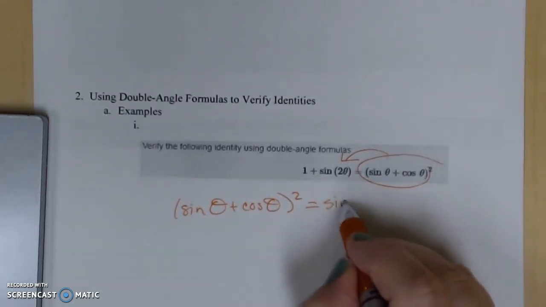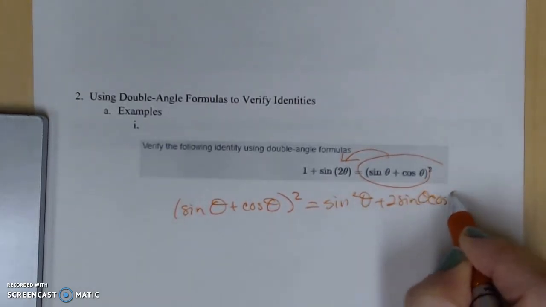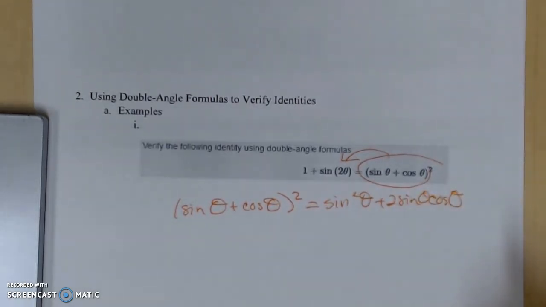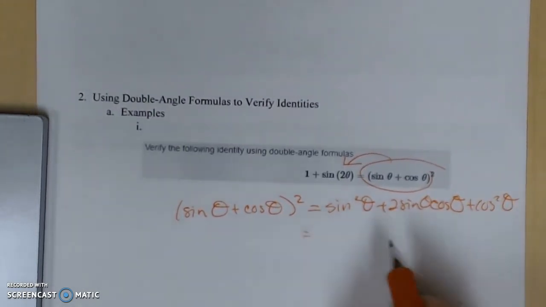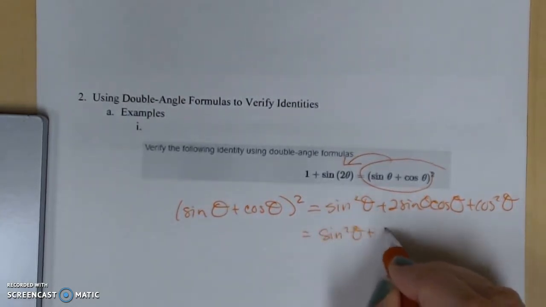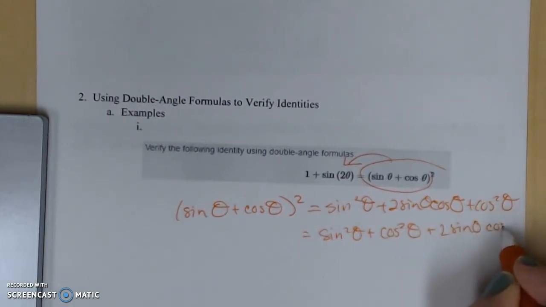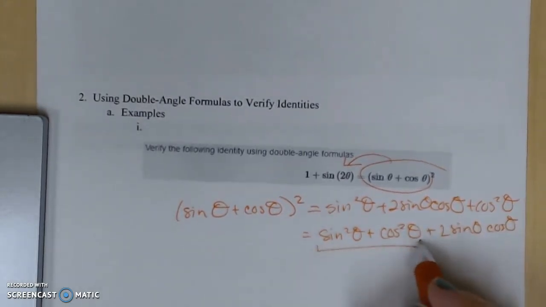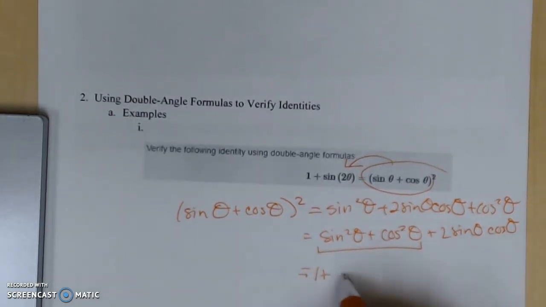And so this would give me sine squared theta plus 2 sine theta cosine theta plus cosine squared theta. Now, cleaning this up a bit, you could maybe put your squared terms together to see more clearly what you're working with. So I'm just going to rearrange. You can see that these together would give me 1 plus 2 sine theta cosine theta.